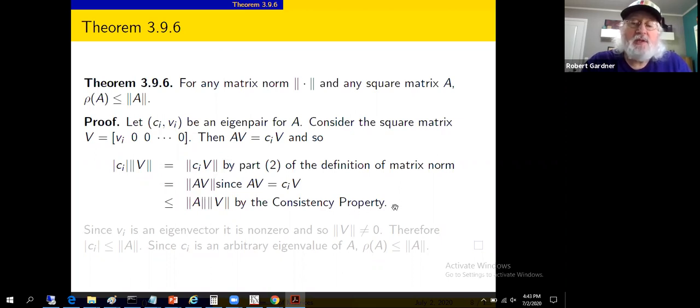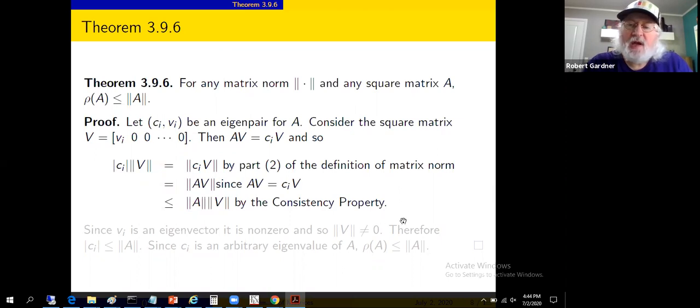The consistency property of matrix norms told us that the norm of the product is less than or equal to the product of the norms. So being a matrix norm, it has to satisfy that. We're trying to compare the size, the modulus, of the eigenvalues of A to the norm of A. Here's the norm of A. Here's an arbitrary eigenvalue, the modulus of the size of an arbitrary eigenvalue.